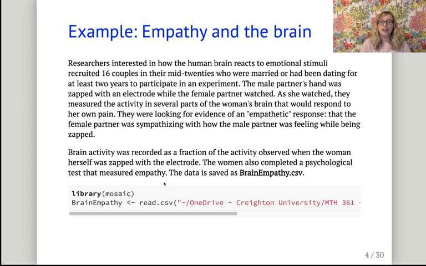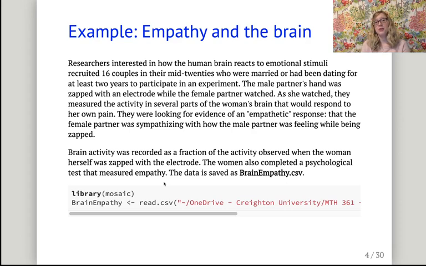As the female watched her male partner's hand being zapped with an electrode, they measured the activity that went on in her parts of the brain that would respond to pain. So the idea was, is she having sympathetic feelings of pain as her partner is being zapped? They measured this brain activity as a fraction of the activity observed when the woman was being zapped with the electrode. So both partners experienced this.